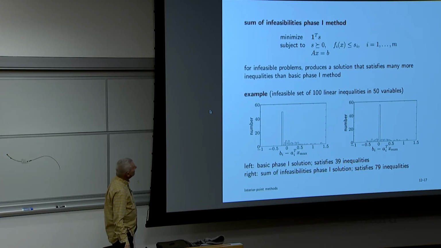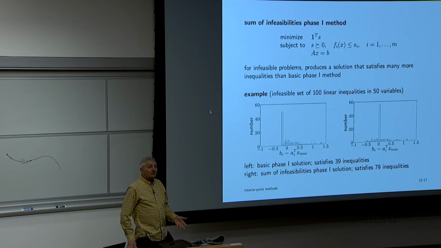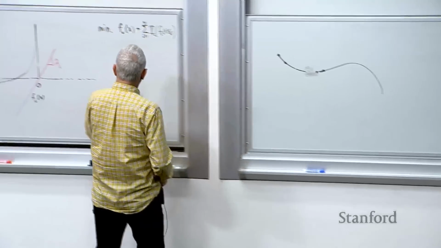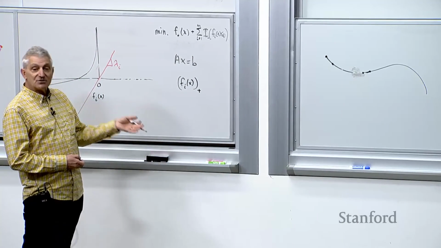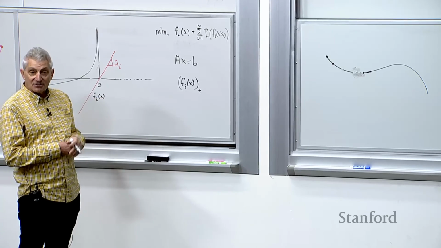Then we go to the next one, which is a sum of infeasibilities method. The previous one you should think of as roughly analogous to an L infinity norm. We were minimizing the maximum constraint violation. Now I'm going to minimize the sum of the constraint violations. The constraint violation is actually defined as fi of x sub plus, right? If that's 0, it means you satisfy that constraint. Otherwise, this is the amount by which you have violated the constraint, right?